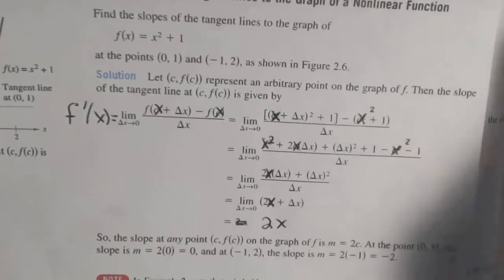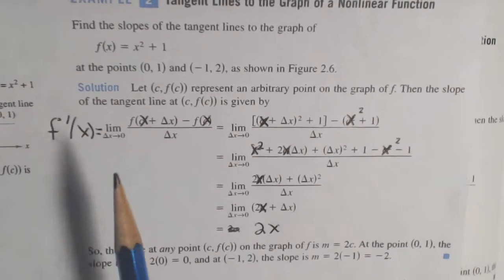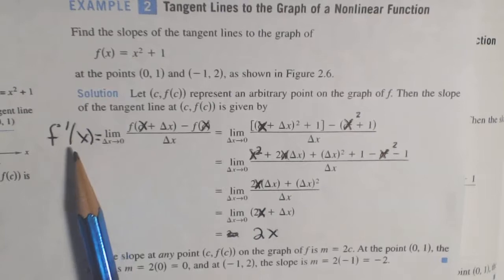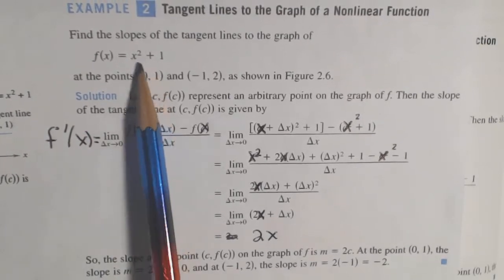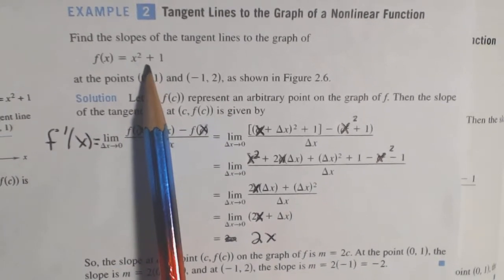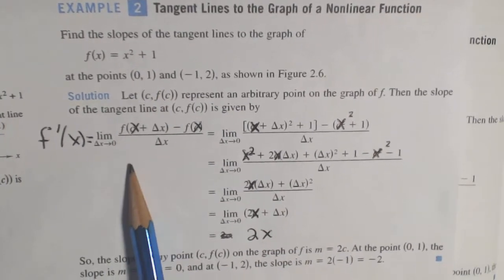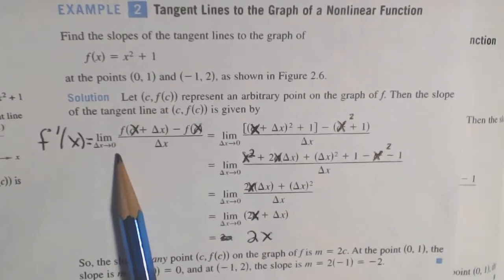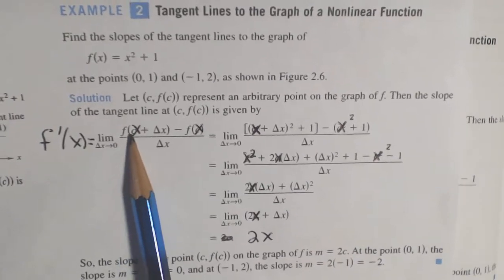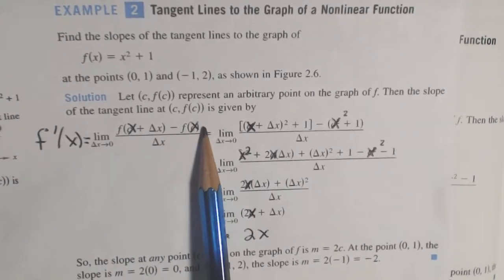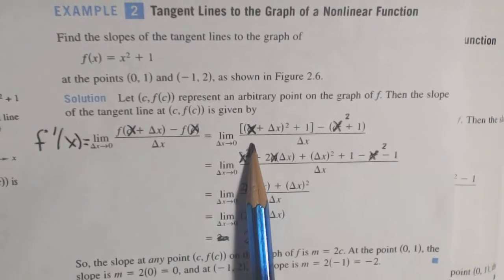This is the same page, and all I've done is change the c's that they had into x's. So for that function, we are finding f prime of x, the derivative function. So f prime of x is the limit as delta x goes to 0. Remember, the book uses delta x instead of h. f of x plus delta x minus f of x over delta x.